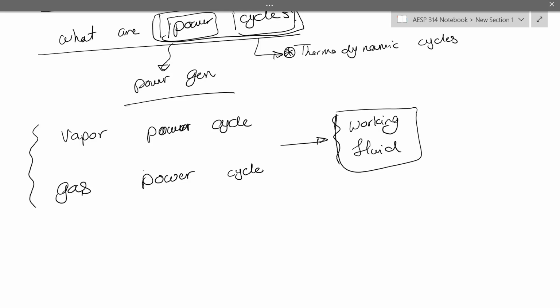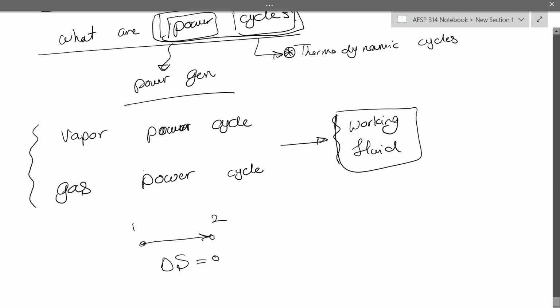What's the net change in entropy? Zero? The change in entropy is zero, right? So in a reversible process, where you go from 1 to 2, your delta S is 0. In a cycle, you go from 1 to 2 to 3 to 4 to 1 again. So definitely delta S in an ideal cycle must be 0, because you are going back to state 1, right?